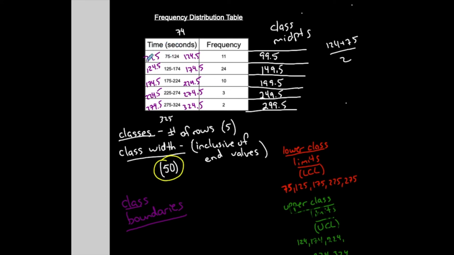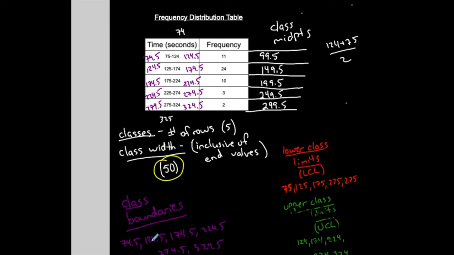So these are the values. What are the class boundaries for the fourth class? 224.5 and 274.5. These are the values on the outside of that class, and these boundaries are equidistant from each of these class limits. So if I were to just list them without repeating them down here: 74.5, 124.5, 174.5, this is a 4 just in case, 224.5, 274.5, 324.5. What do you notice?